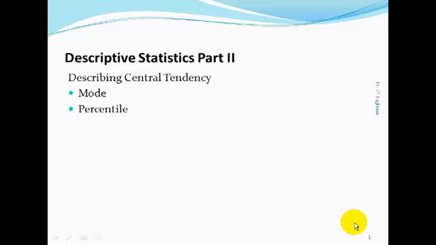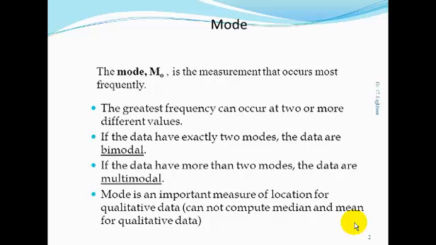In this section, we will discuss two measures of central tendency, the mode and percentiles. The mode. The mode is the measurement in your dataset that occurs the most frequently. If you have exactly two numbers that occur the most frequently, then your problem is considered bimodal. If your dataset has more than two modes, then your dataset would be considered multimodal.